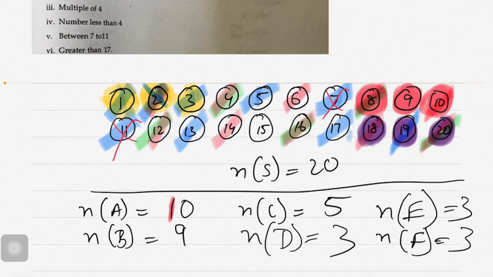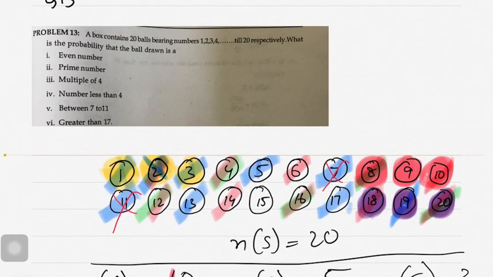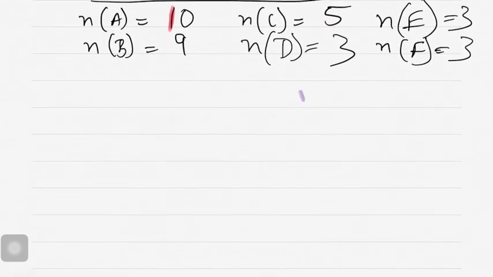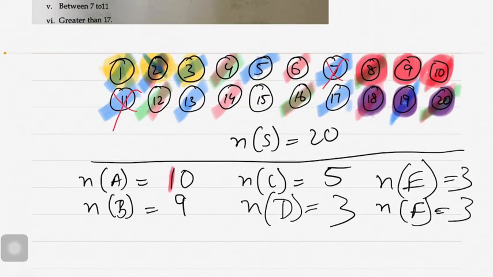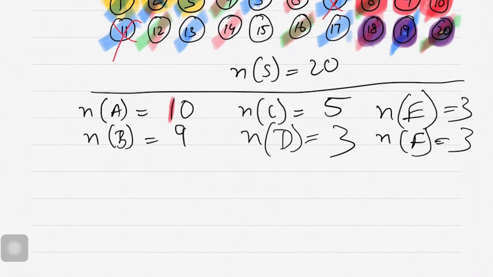So you can calculate the probability. P of A would be 10 by 20, P of B 9 by 20, P of C 5 by 20, P of D 3 by 20, P of E 3 by 20, P of F also 3 by 20, right? Okay, let's write down the answer. I believe everybody has understood.